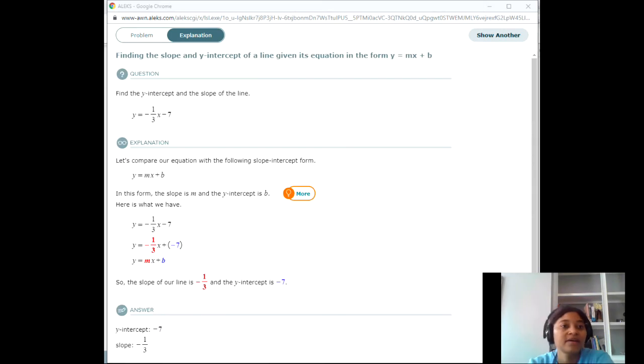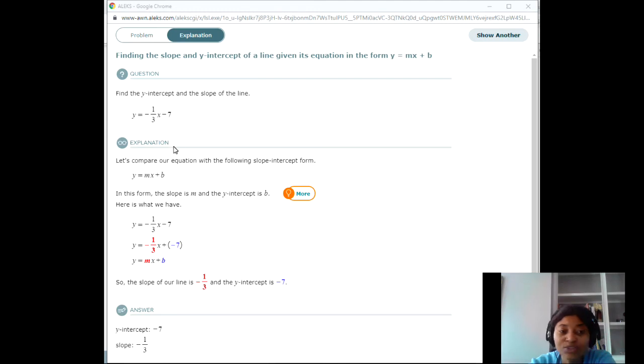Find the slope and y-intercept of a line given its equation in the form y equals mx plus b. This problem is really simple. So let's just go ahead and get started. So we have the problem here. It's already written out. It says y equals -1/3x minus 7.